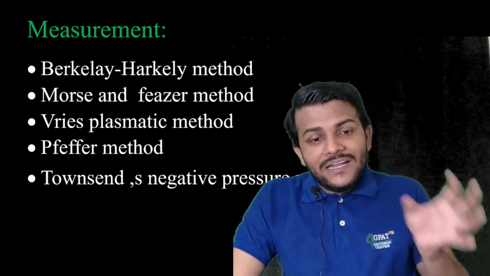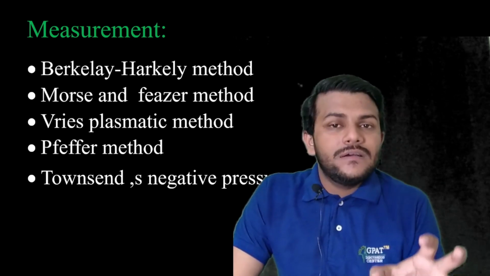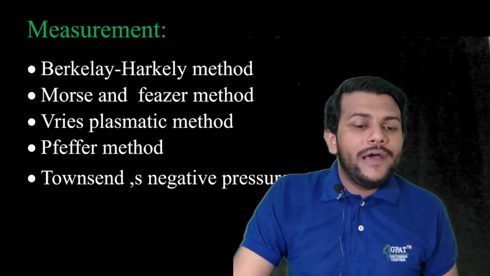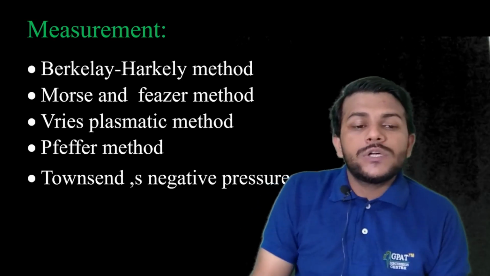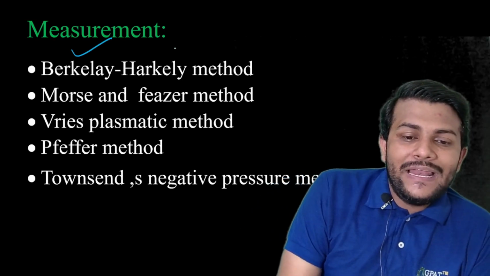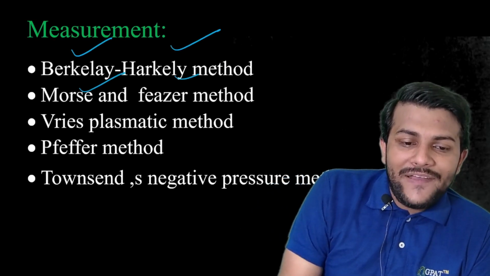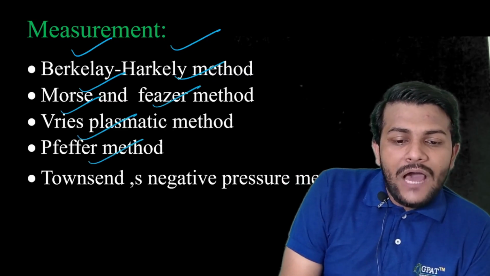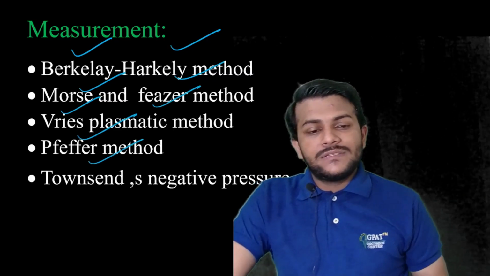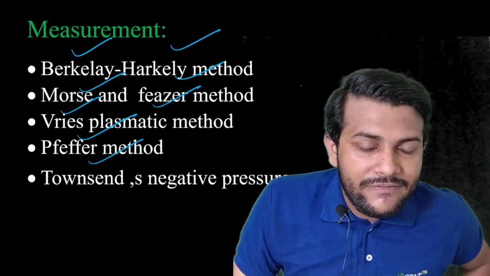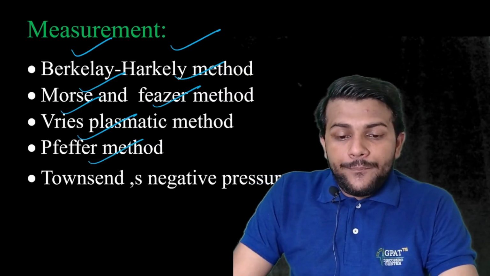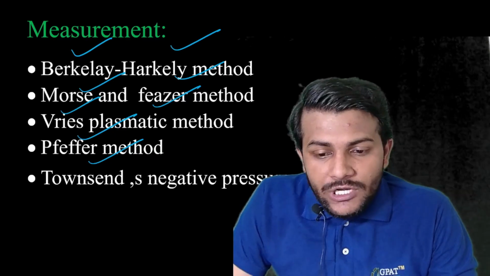These are the methods that are used to measure the osmotic pressure. We have the Berkeley and Hartley method, Morse and Frazer method, de Vries and plasmolytic method, Pfeffer method, Townsend's negative pressure method. So these are the methods that are used for the measurement of the colligative property, that is osmotic pressure.